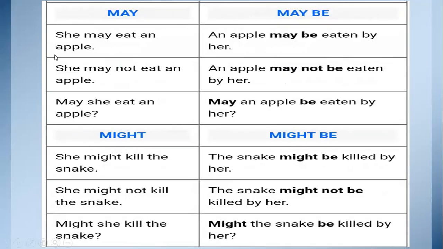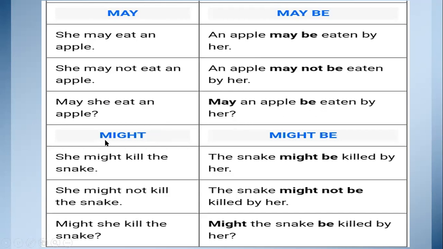Okay, so for may, she may eat an apple. An apple may be eaten by her. So now the may changes to again may be. It's only a be that is the auxiliary verb that is helping you to change the active to the passive. You can see all these examples. You can review them afterwards as well. Go through them. You will see that there is only a change of be. Okay. She may not eat an apple. An apple may not be eaten by her. May she eat an apple? May an apple be eaten by her?